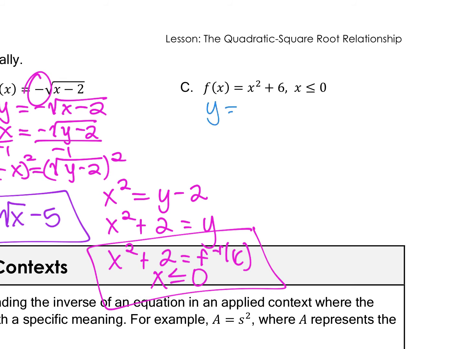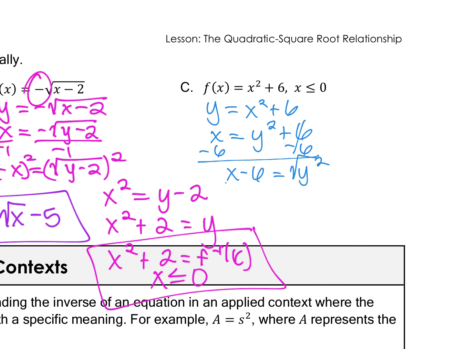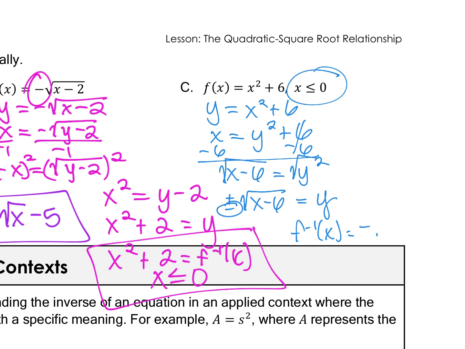So we're going to rewrite f of x as y. We're going to switch our x and y to find the inverse. So we get x minus 6 equals y squared, and then we need to take the square root of both sides. When I take the square root of both sides, I need a positive and a negative. Now, remember, looking at your domain restriction, that means your y values have to be less than or equal to 0 because it's interchangeable. So since they have to be less than or equal to 0, I only want the negative version. So I'm going to have f inverse of negative square root of x minus 6.